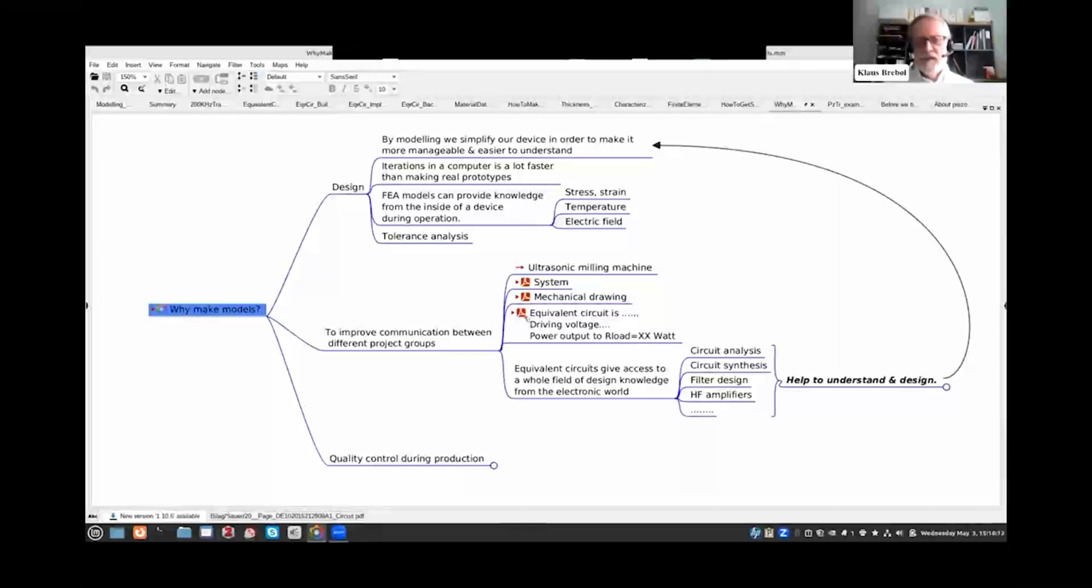So they will be able to see things that may otherwise escape your attention when you just see the mechanical design. So it's something that works both ways, and you will have a feedback that can help you to understand and change your design if necessary.